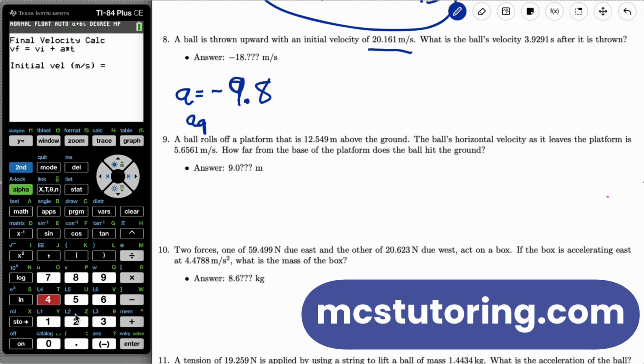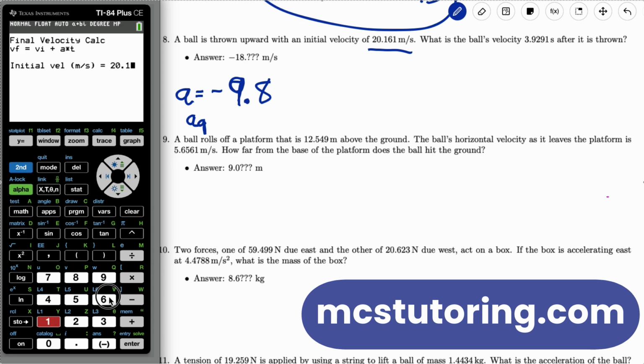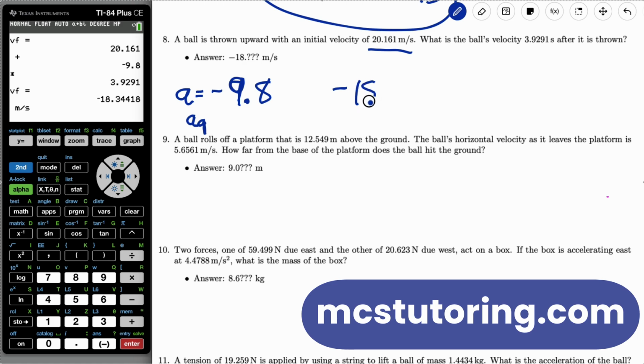I'm not kidding. Initial velocity, 20.161. You'd think you'd have universal agreement on acceleration due to gravity. We're going to put negative 9.8. Remember, that's a negative. The time is 3.9291. Okay, negative 18 point, and we'll go 3.344. Cool. The trailing digit here is a 1, so we're cool with keeping it that way. Meters per second.